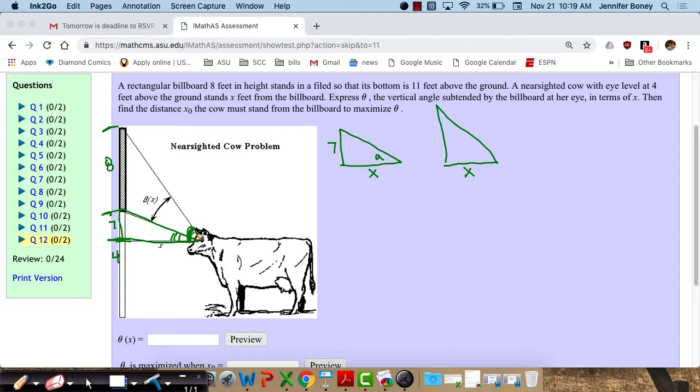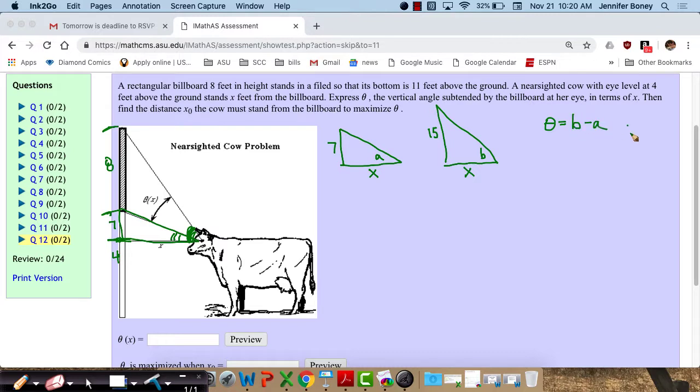So that angle, I'll call it B. But the opposite side then is 15 feet long, from the cow's eyesight level up to the top of the billboard, which is 8 feet more than to the bottom of the billboard. So theta isn't in either of those triangles, but theta is the difference between this smaller angle and that larger angle. Or in other words, theta is B minus A in my notations here.